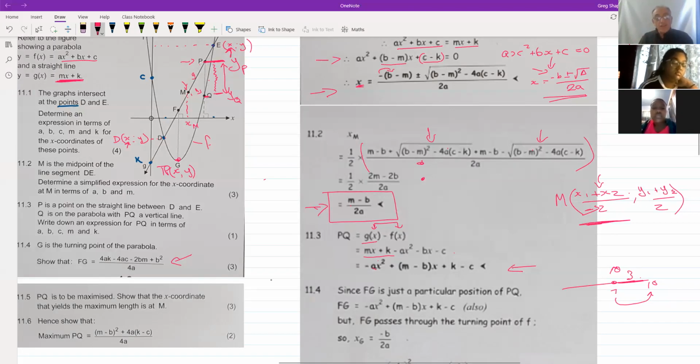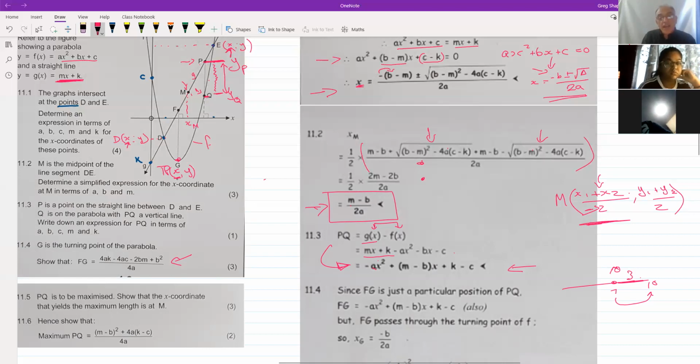We want to show that FG is the length of this line, where x is the turning point. Now, guess what you've worked out? You've worked out PQ, which is a general solution. But PQ can also be FG. If you move it down, it can become the line FG. So FG is a special position of PQ. And if we've got the x value here, we can substitute it in and get the answer.